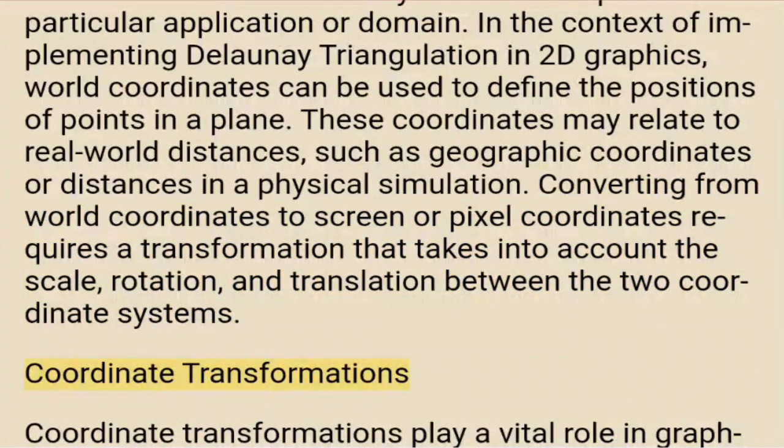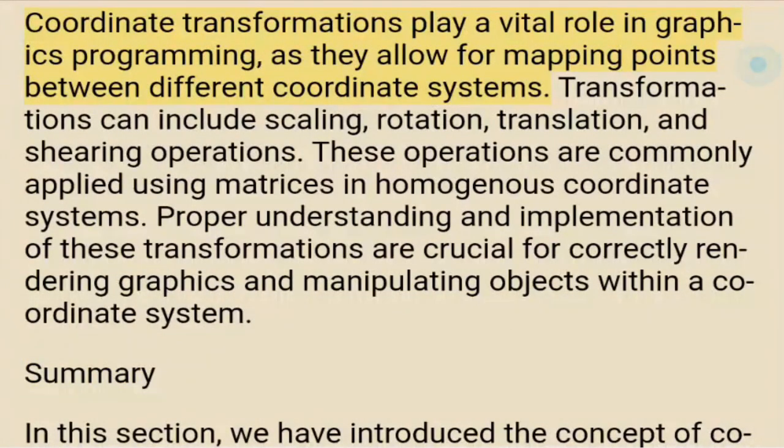Coordinate transformations. Coordinate transformations play a vital role in graphics programming, as they allow for mapping points between different coordinate systems. Transformations can include scaling, rotation, translation, and shearing operations. These operations are commonly applied using matrices in homogeneous coordinate systems. Proper understanding and implementation of these transformations are crucial for correctly rendering graphics and manipulating objects within a coordinate system.